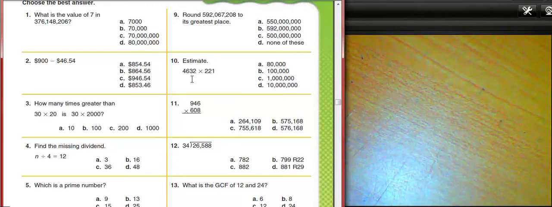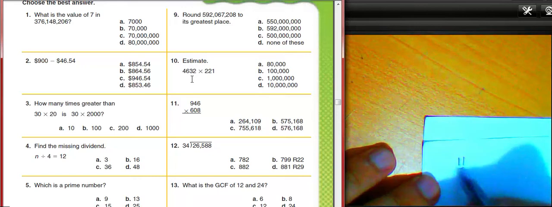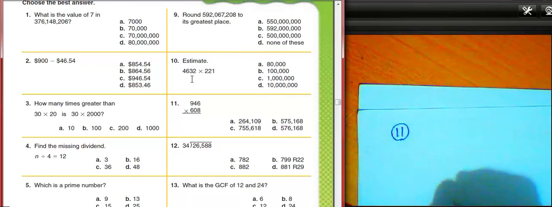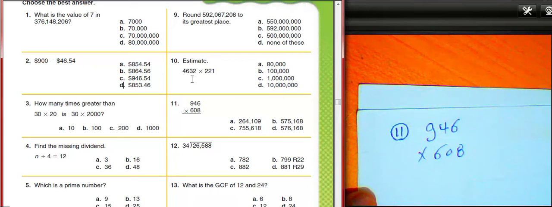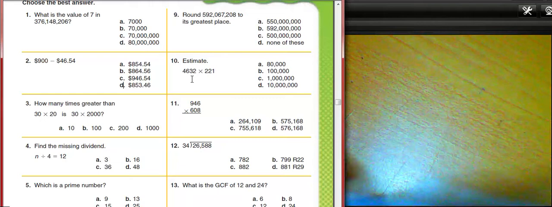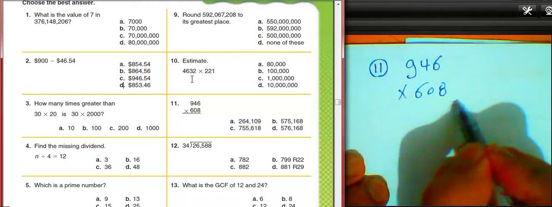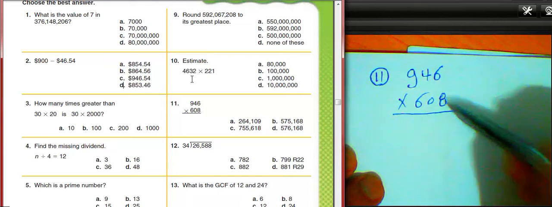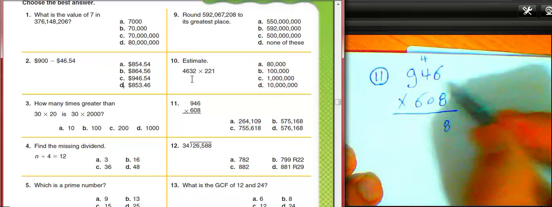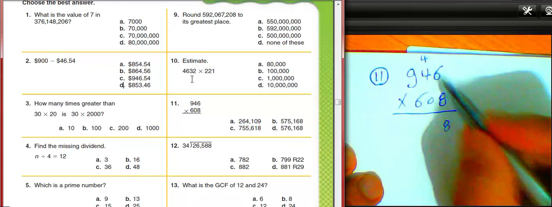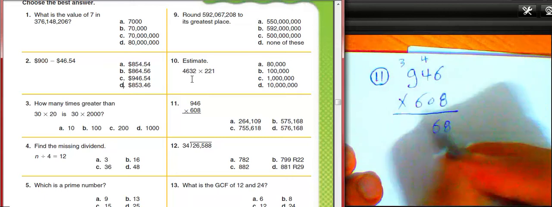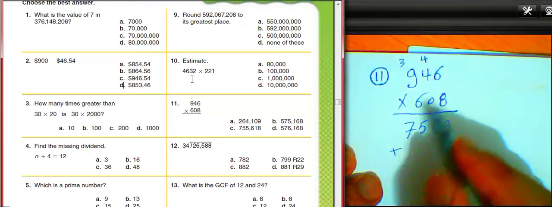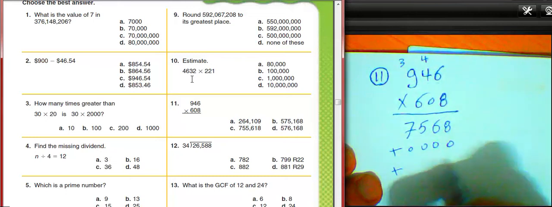Question 11. 946 multiplied by 608. We want to find the result of this operation. Look at the steps. 6 times 8 equals 48. Write 8 and carry 4. 4 times 8 equals 32. 32 plus 4 equals 36. Write 6 and carry 3. 8 times 9 equals 72. 72 plus 3 equals 75. Then 0 times this number will be 0, and we must put double 0 here.